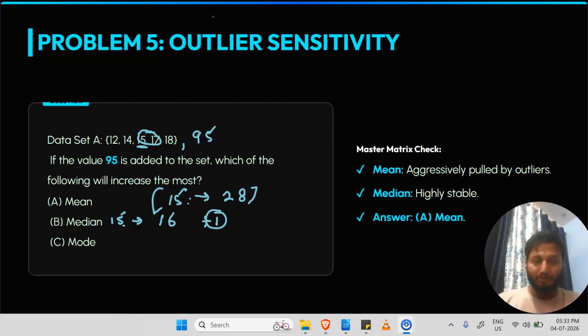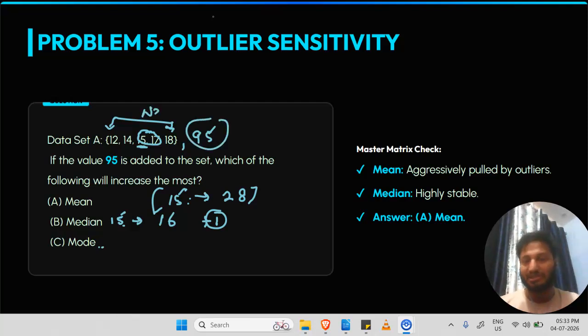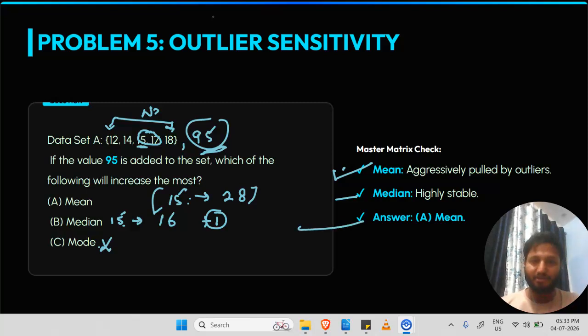Okay. What about mode? Mode is the value which is being repeated in a data set. So is there any value which is being repeated in this data set? No. So there is no mode. After the addition of this, still there is no mode. So it is not relevant. So the mean is the most aggressively pulled by this guy, which is 95. Right? The median is relatively stable. So the answer is mean. Alright.